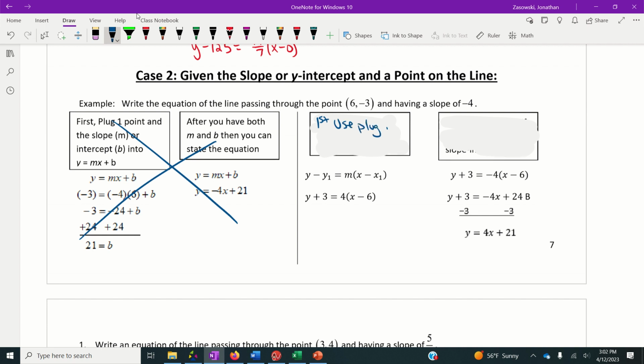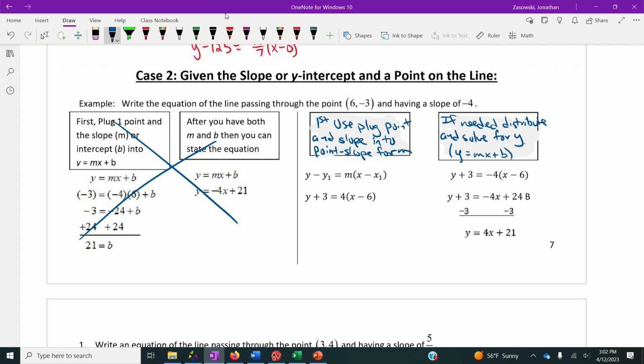So plug the point and slope into point slope form. Now that's point slope form. And then if needed, we're going to distribute and solve for y, if we need it in slope-intercept form. And this would be y equals mx plus b form.